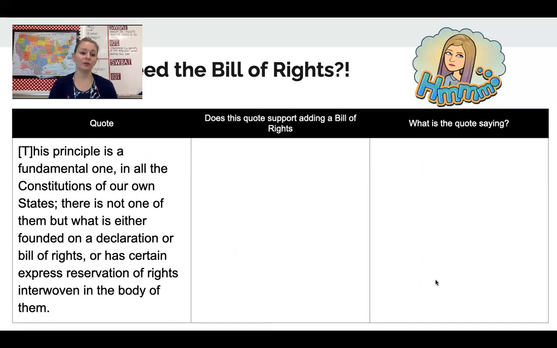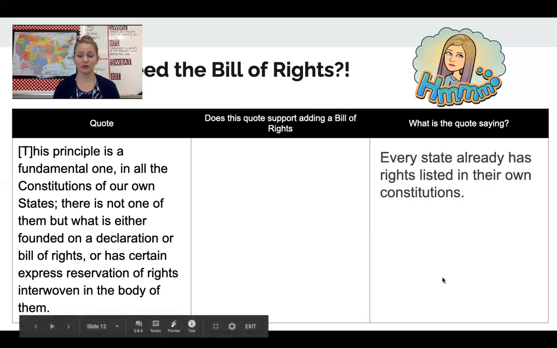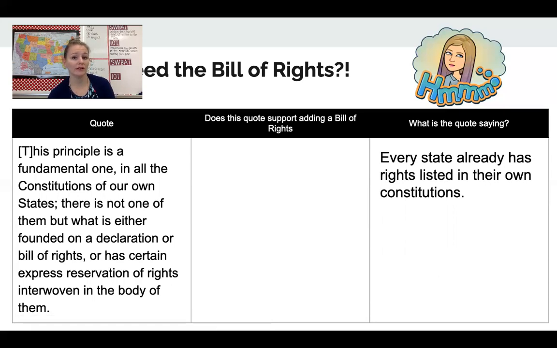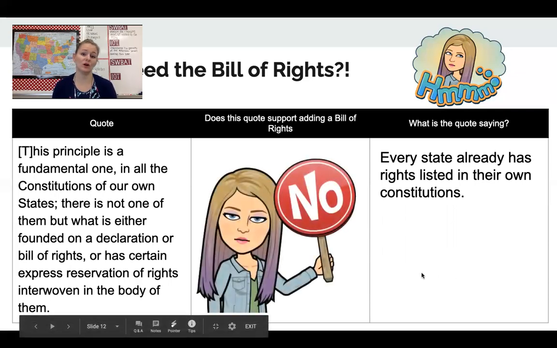Next one. This principle is a fundamental one. In all the constitutions of our own states, there is not one of them but what is either founded on a declaration or Bill of Rights, or has certain express reservation of rights interwoven into the body of them. Again, this quote is saying the states are already protecting you. Every state already has your rights listed out in their individual state constitutions. So therefore, they're making the argument again of we don't need it in the actual US Constitution. So this is another argument against.